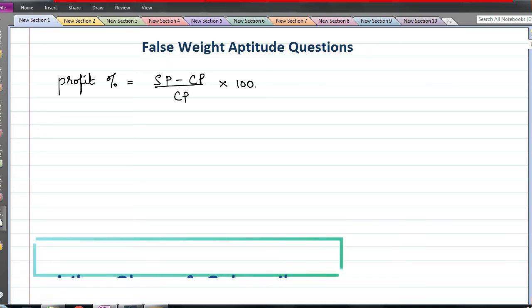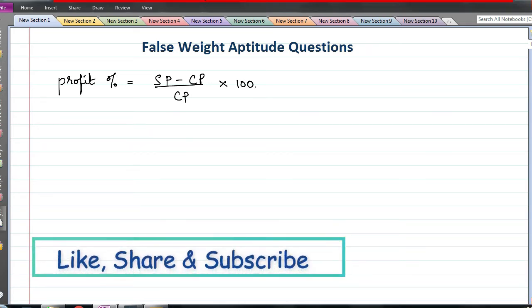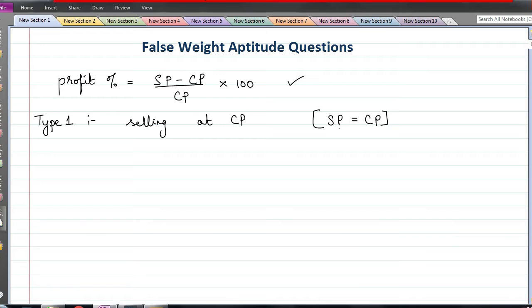Let us find how to use this formula to find the solutions for the given questions. Under false weight, you have two categories of question. The first category is selling at cost price, which means the seller is selling the goods at the same price at which he purchased. So selling price is equal to cost price. In this, there are two cases. The first case is where false weight is used only while selling.